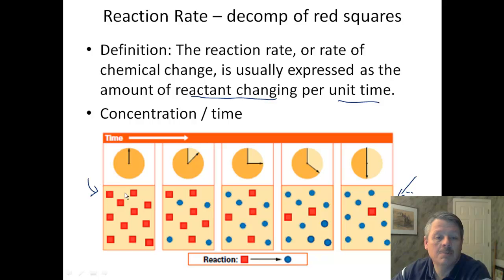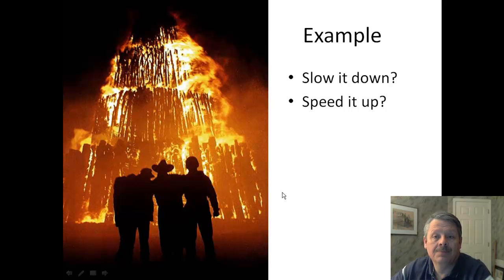If I look at time 0, I've got all of these red squares over here. Let's say this is minutes. At the end of 30 minutes, you've got very, very few red things left, and they're almost all blue. So the reaction has almost gone to completion. Whether this is minutes, hours, or seconds, I really don't care. The whole purpose is, as we look at the reaction going left to right, we are decomposing the red squares into blue circles.